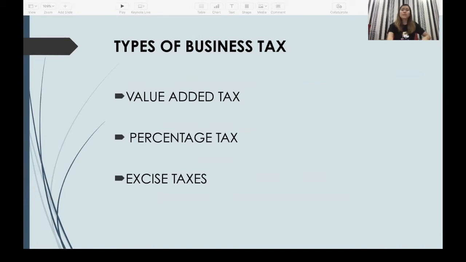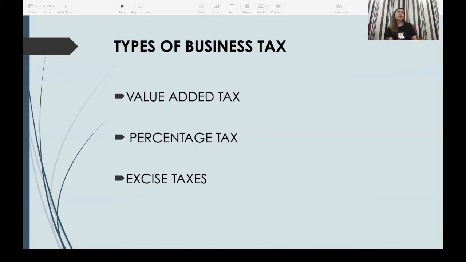Next, types of business tax. We have value-added tax, percentage tax, and excise tax. We may not be aware of it, but VAT is part of our life. We are paying it regularly. It is everywhere, especially when we are purchasing goods or services.